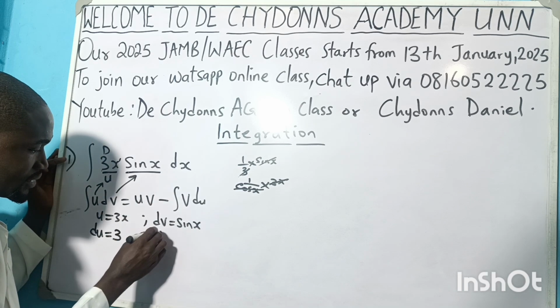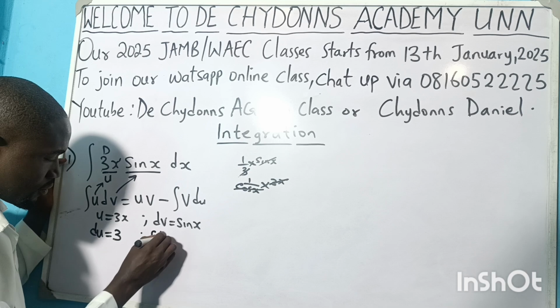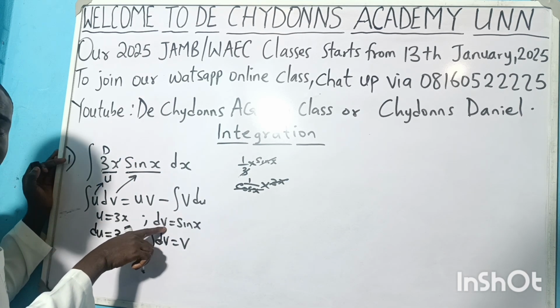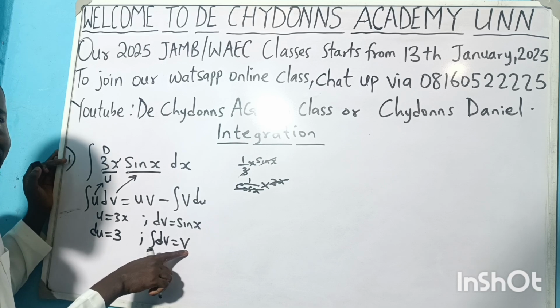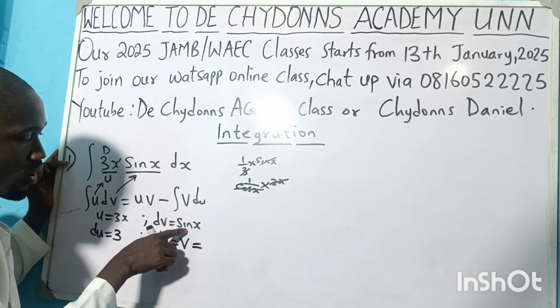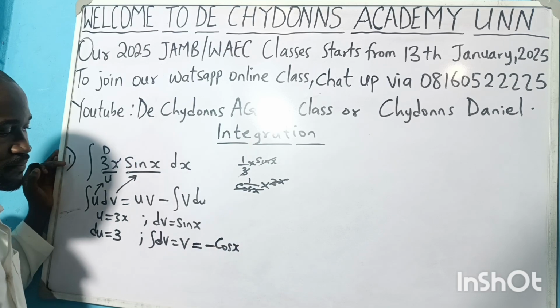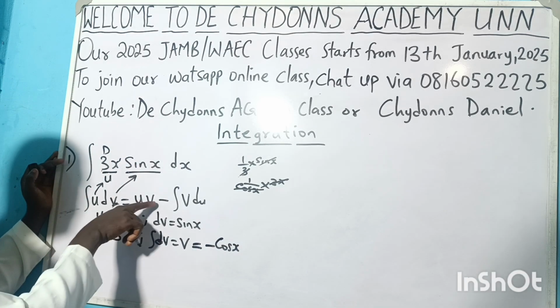If you integrate a differentiation, you get the function itself. That is what I mean. If you integrate a differentiated function, you get the function itself. And this will be giving you what? Integrate sine x, you have minus cos x. I am done. I'll just put them inside here.